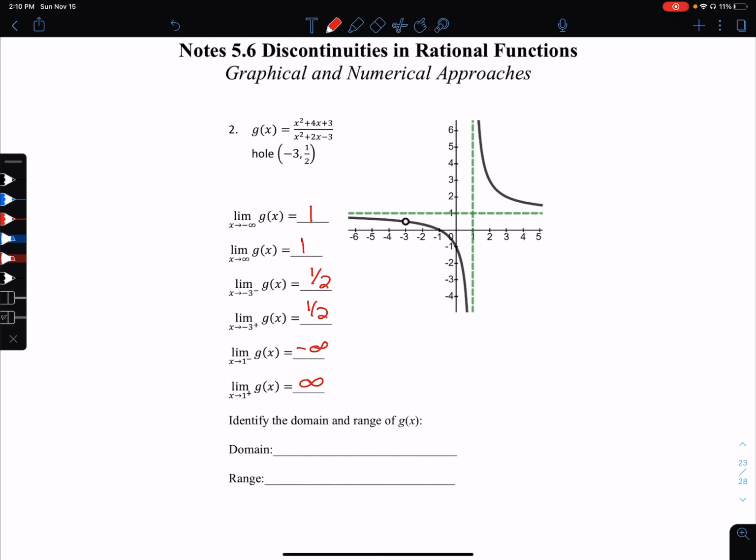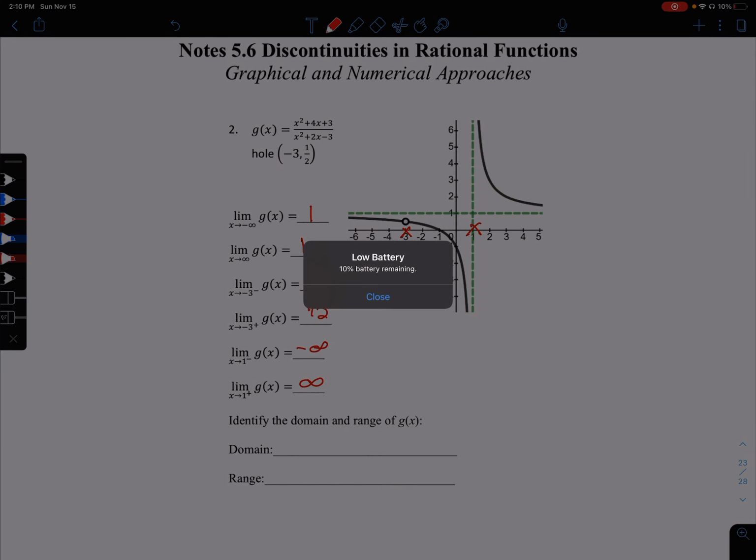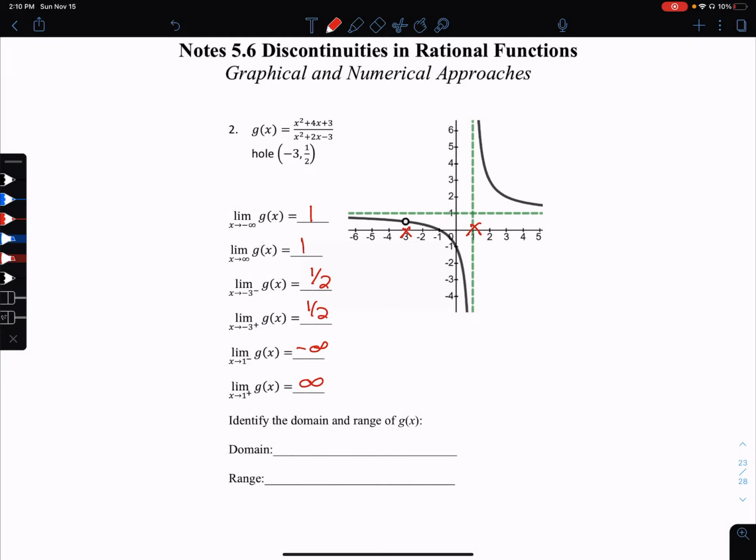Identify the domain and range of this function. Well, the domain is going to be everything except for the x value of negative 3 and the x value of 1, because that's where the hole is and the vertical asymptote. So the domain is going to be negative infinity to negative 3 in union with negative 3 to 1 in union with 1 to infinity.